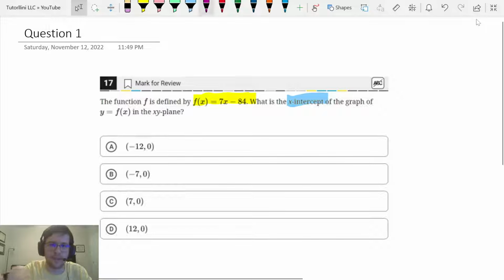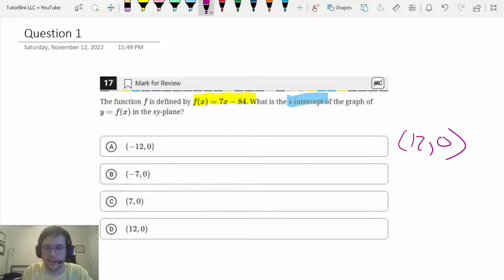So let's go back to the question. Let me just write it down real quick, 12, 0. And then if I needed that to answer a follow-up question, I could. 12, 0 is answer choice D. Okay.